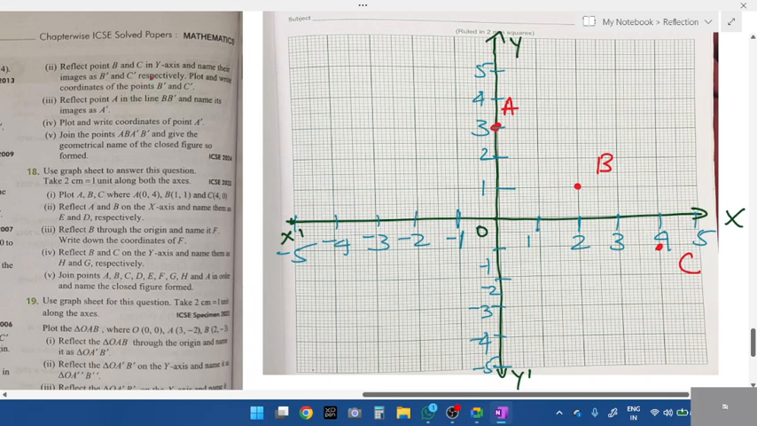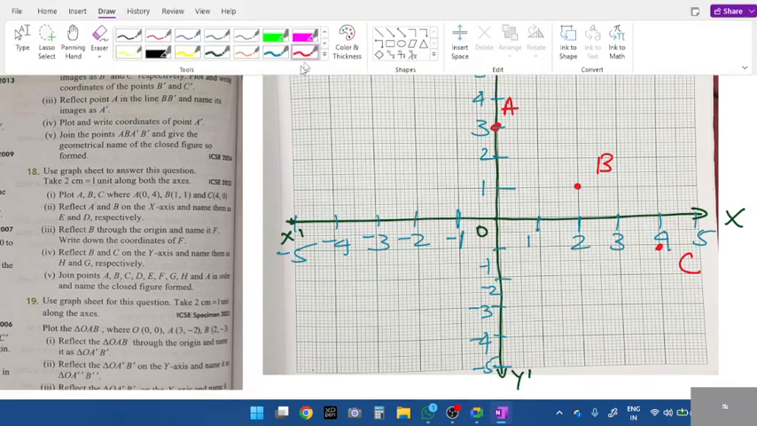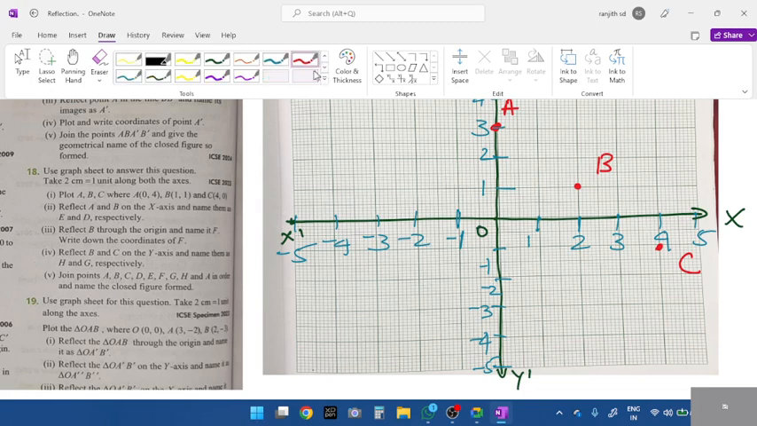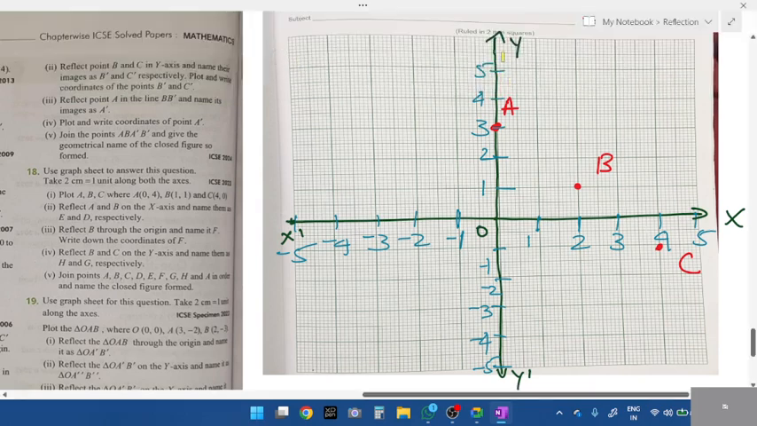Next, what is given? Reflect point B and C. Only B and C, students, not all three. Only B and C in Y axis. Now the mirror is Y. Look, let me draw the mirror. Mirror is this Y, yellow one. Just reflect B and C.